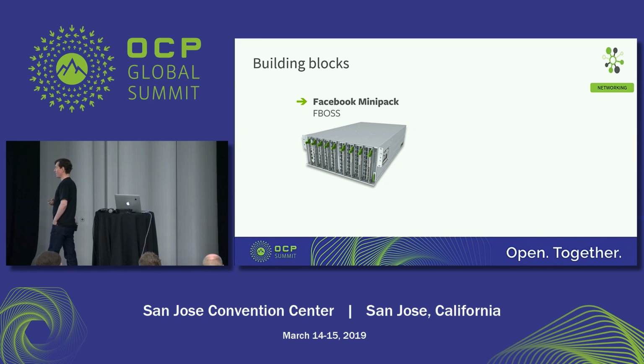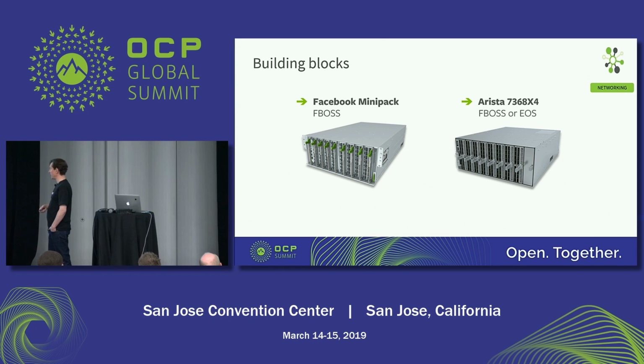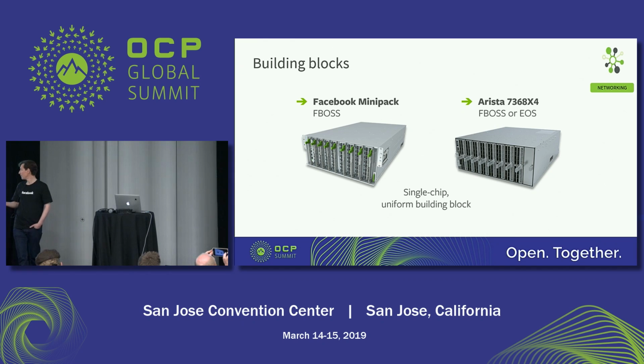We designed MiniPack from the ground up. It runs FBOSS as our network operating system. But we needed more than one source, given the scale and pace of our deployments. So we teamed up with Arista Networks and created an equivalent of MiniPack together. It's the Arista 7368, the same 128 port by 100G 4U device with a similar modularity. And it can run either the FBOSS operating system or Arista EOS. So both of these single-chip uniform building blocks in our network can be completely interchangeable.